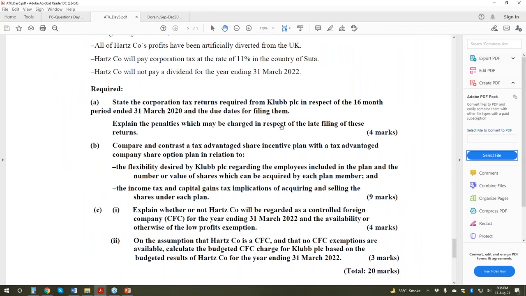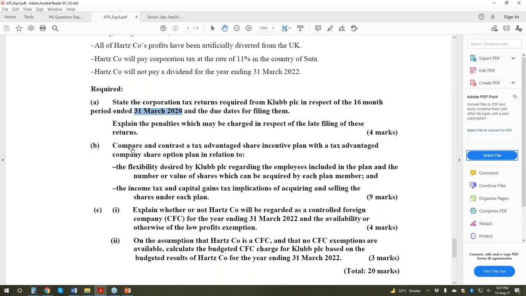explain the penalties which may be charged in respect of the late filing of these returns. So we not only have to tell the date, but we also have to tell the penalties. I can tell the date straight away because their year end is 31st March 2020, so they should have submitted the tax return by 31st March 2021. However, I don't know right now when they actually submitted the return, so that is why I cannot calculate the tax liability without reading the question.